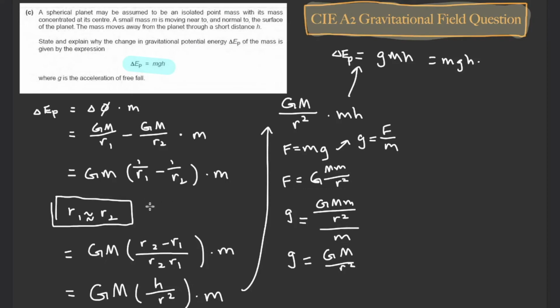So just remember that if the distance is small, so if delta h, or let's rewrite distance, is small, we can make this assumption right here. So I think the key point to take away from this question is simply this point right here, because once you get this point, you can work out everything, and it's pretty easy.